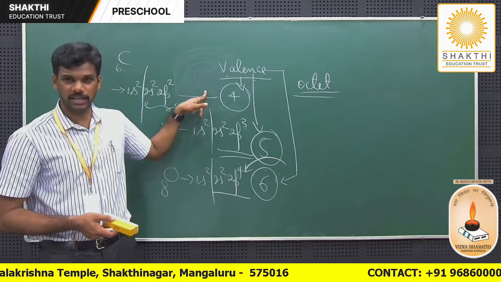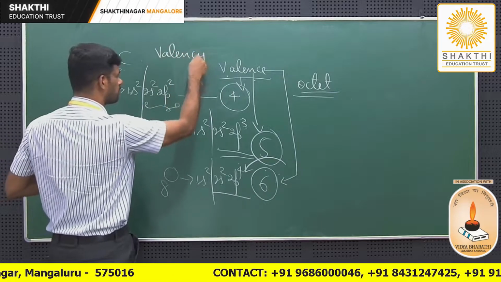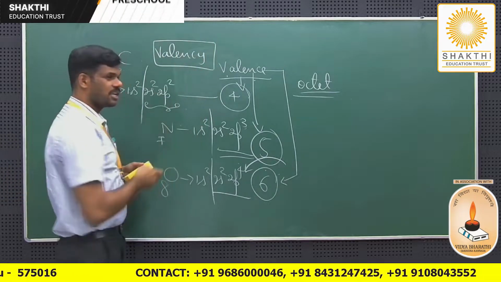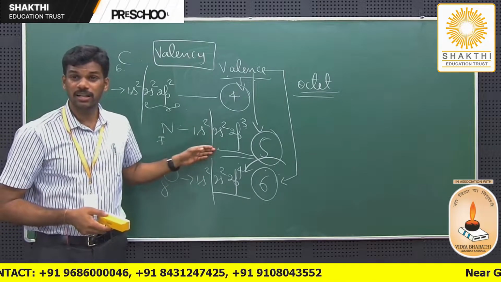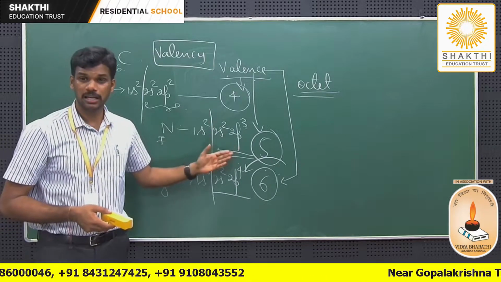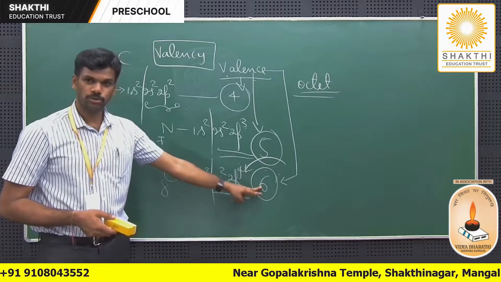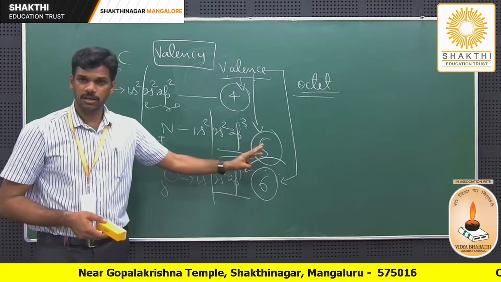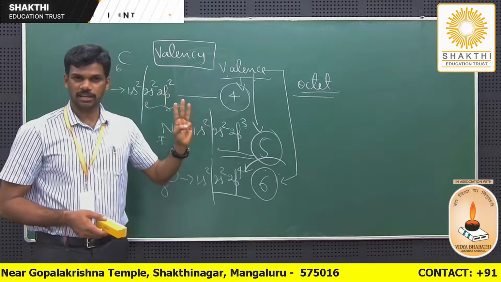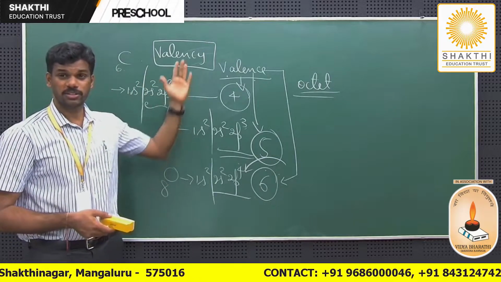So it is very clear. Valency is a concept which has to be remembered by everyone. Valency is nothing but the number of electrons required to fill the outermost orbital. So the p orbital in oxygen requires 2, so the valency of oxygen is 2. Valency of nitrogen is 3 because the p orbital needs 3 electrons. I say carbon requires 4. So it is very clear.